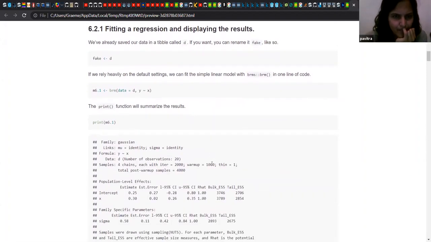Okay. So then the splitting part is like, now I've created what they call fake data, which I believe must be simulated data. Anyway, it says if you rely heavily on default settings, you can fit linear regression with brm, which I'm not sure what brm actually stands for, in one line of code. So y is a function of x. Correct. And this is just the name of the model, and then I've printed out.